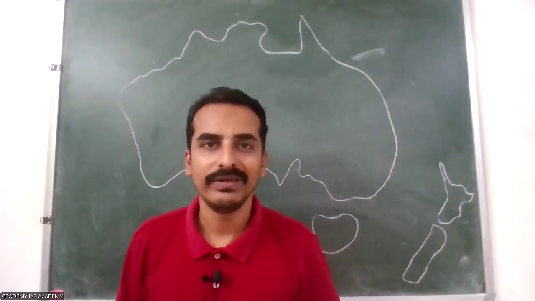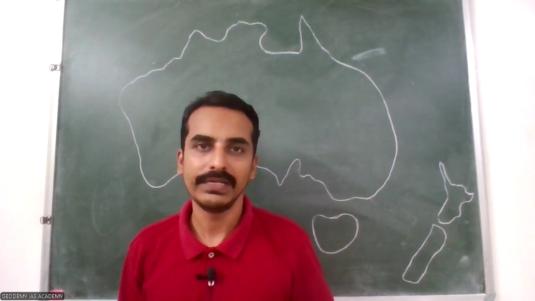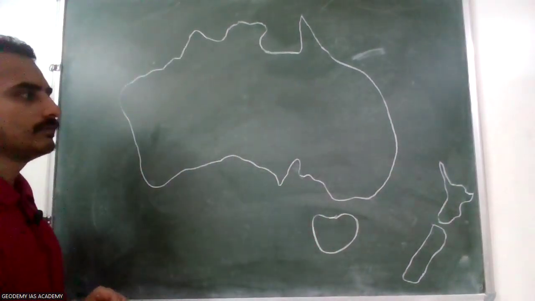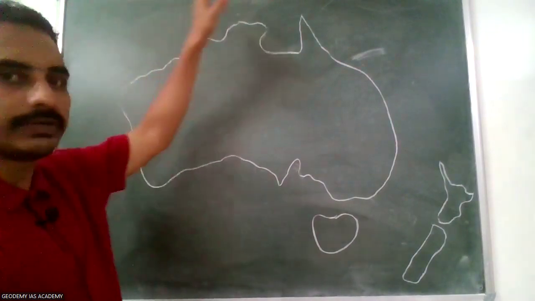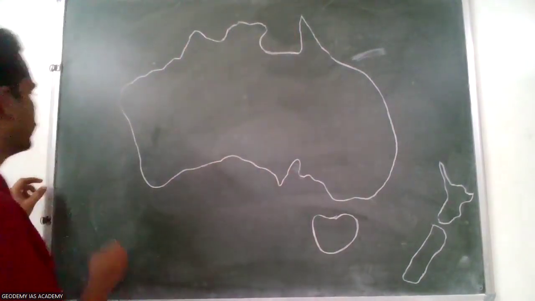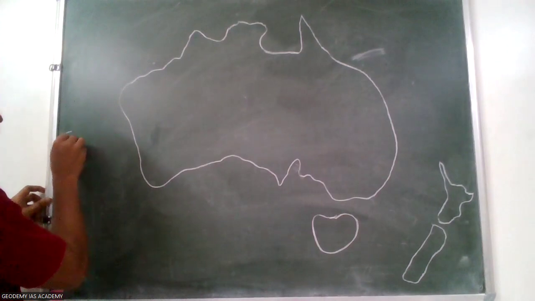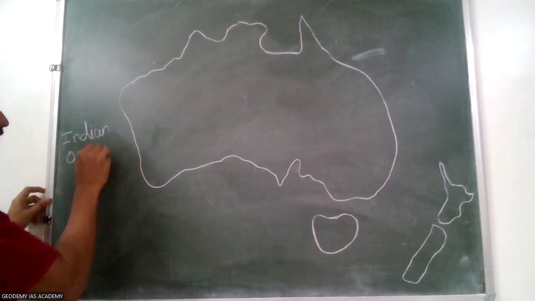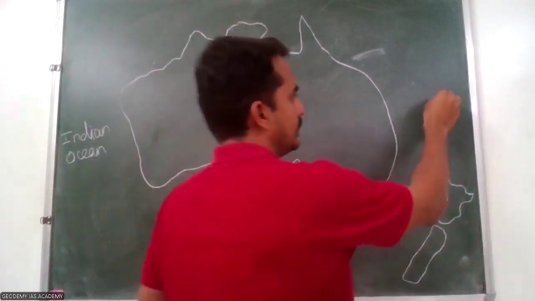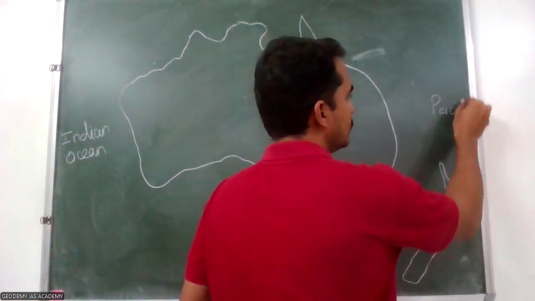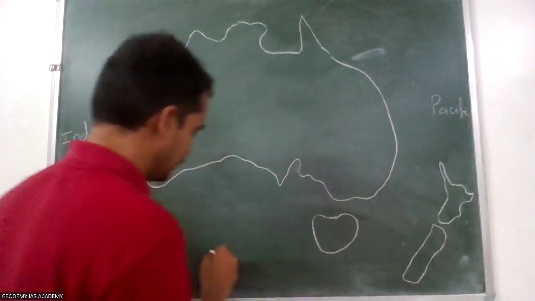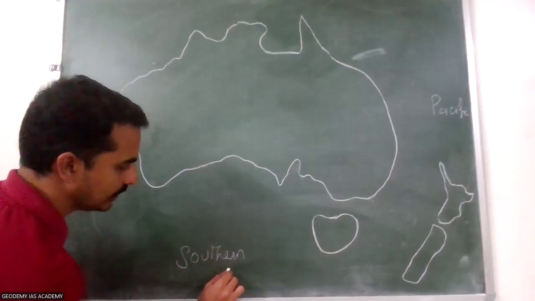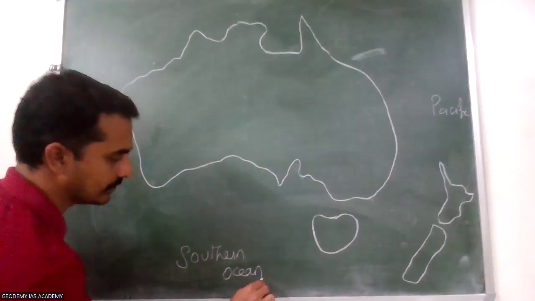Hello everyone. Today we are going to discuss the Australian map in the map reading class. So here, as usual, first let us discuss the surrounding regions of Australia. Here in the western part, it is Indian Ocean, and in the eastern part, it is Pacific Ocean, and in the southern part, it is Southern Ocean. Beyond the 60-degree south latitude, it is Southern Ocean.